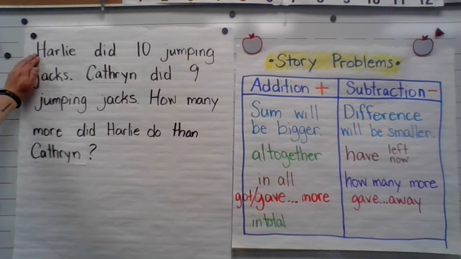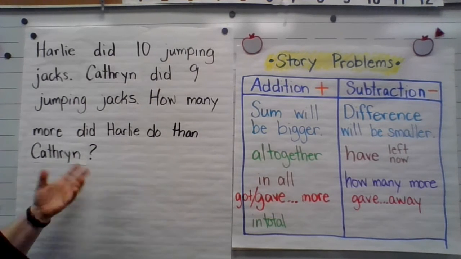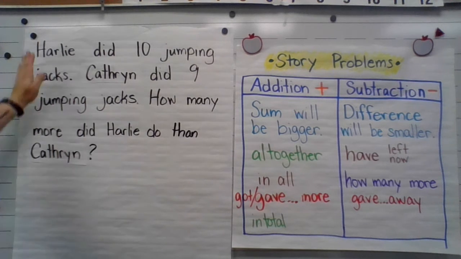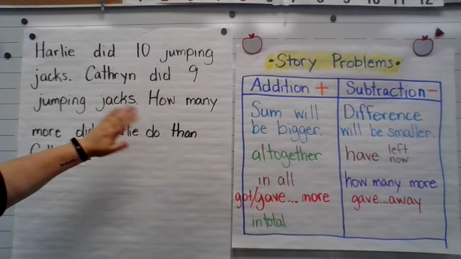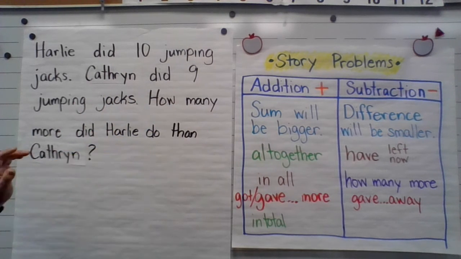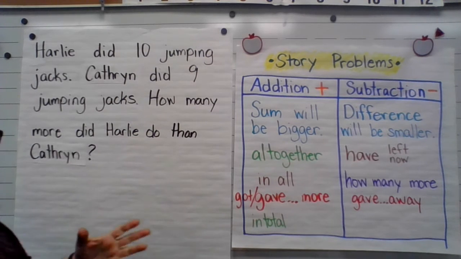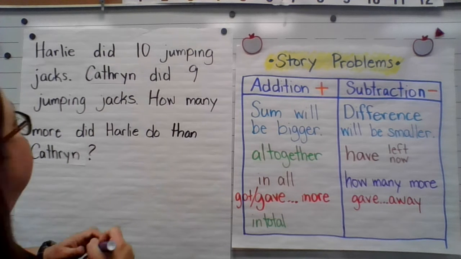It says, Harley did 10 jumping jacks. Catherine did 9 jumping jacks. How many more did Harley do than Catherine? Okay, so it sounds to me like we're going to compare two things in this story problem. Let's read it again. Harley did 10 jumping jacks. Catherine did 9 jumping jacks. How many more did Harley do than Catherine? So we're comparing how many jumping jacks each girl did.